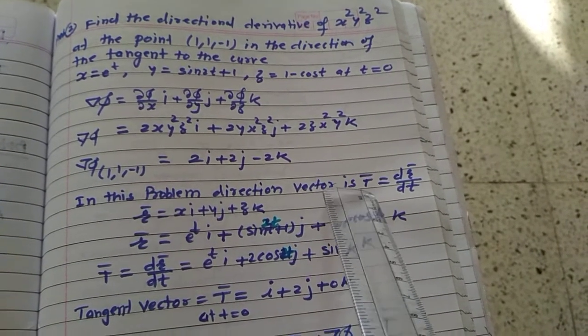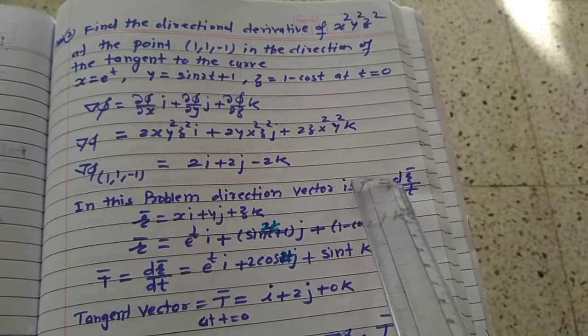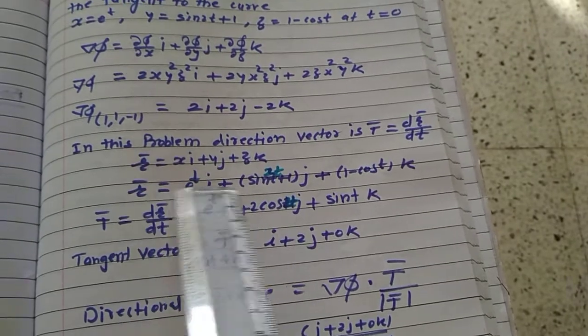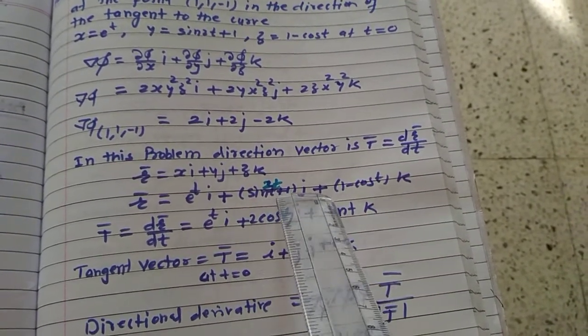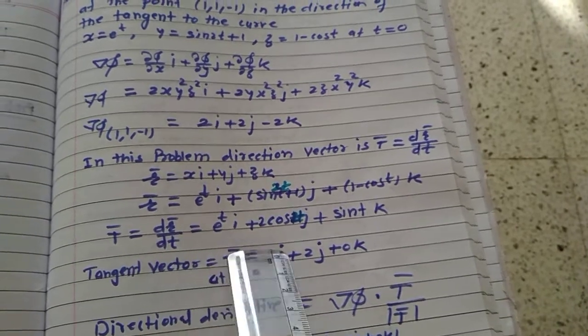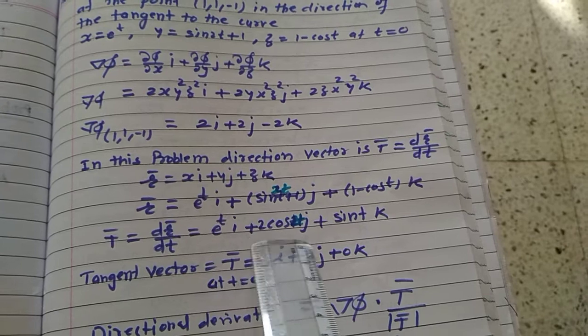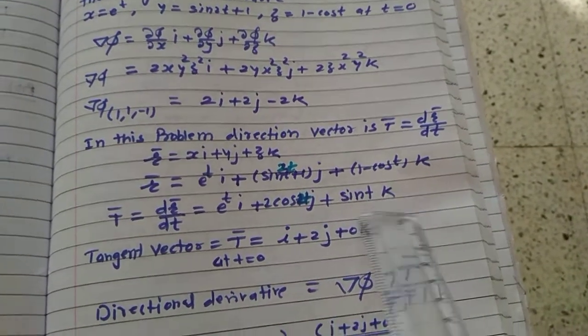Now I want to find the direction vector. The direction vector is the tangent vector. So I write capital T, tangent vector, equal to dr by dt. Standard r vector, xi plus yj plus zk. Put the values of x, y, and z. Then differentiate with respect to t. So my differentiation is e raised to power t i, 2 cos 2t j, and sin t k.